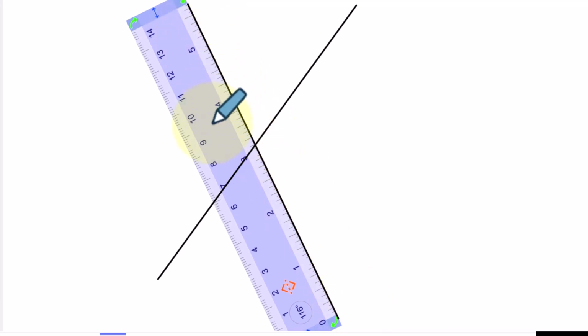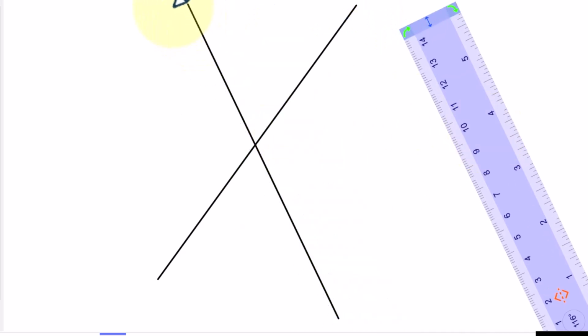Okay, so this is our line. Then let's label it very fast. This is A. We say O should be at the center. Then B is here. Then C should be here. Then D is here.